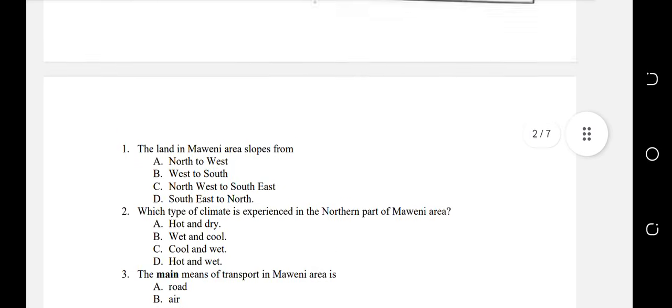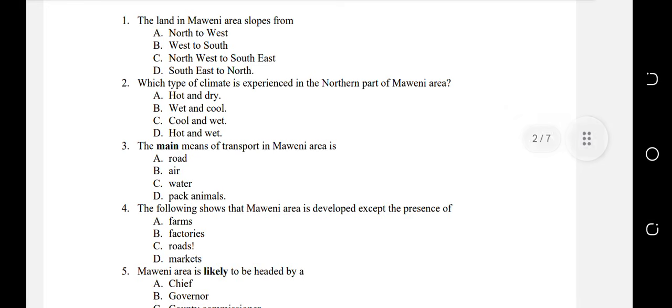So let us go to the answers and look for cool and wet. It should be cool and wet. That is C, just confusing you. It is cool and wet, that is for the highlands. Look at choice A, hot and dry. This one is for the desert or semi-desert.